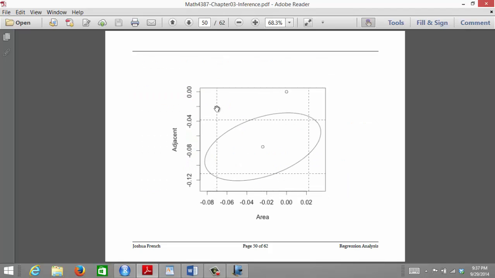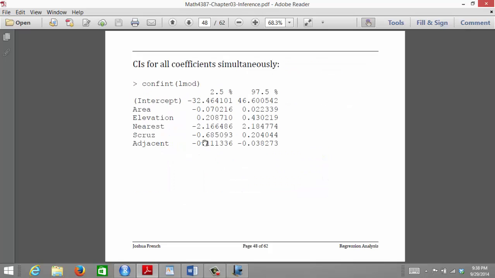And so you can see on this graph here, we have our joint confidence region, and then we have our individual confidence bands. We see the individual confidence band here at negative 0.07, running up to 0.022, just like we calculated. And if we wanted to, we could look at the limits of the confidence interval for beta adjacent. Looks like it runs from approximately negative 0.11 up to negative 0.04. Double check that here. So negative 0.11 up to negative 0.04. So we can see the individual confidence bands are plotted on that same graphic.